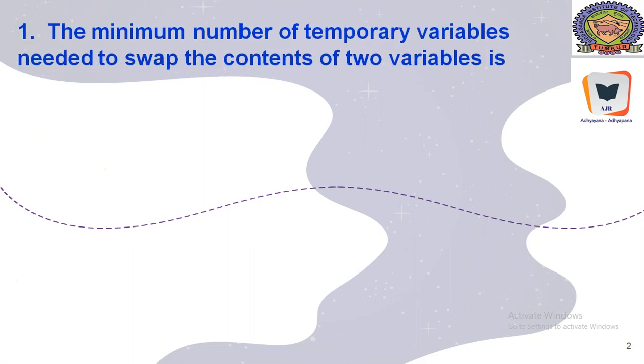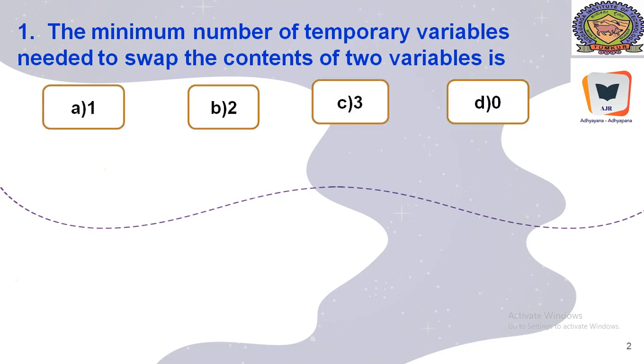Now, the minimum number of temporary variables needed to swap the contents of two variables is one; we can do this using temp, another temporary variable. It is something like having two cups, one with coffee and the other with tea. Now we want to exchange. We cannot mix them up and make a cocktail. Therefore, we need an empty cup.